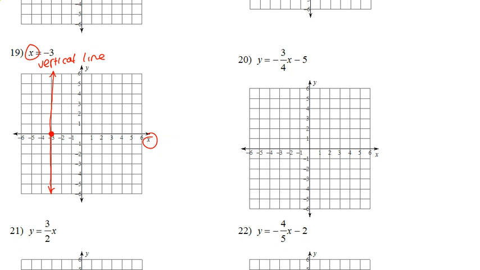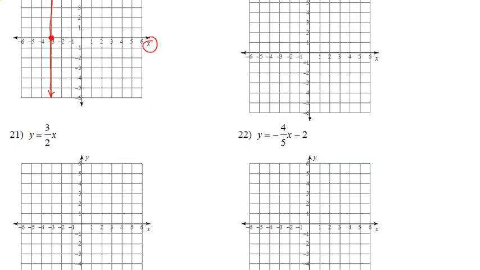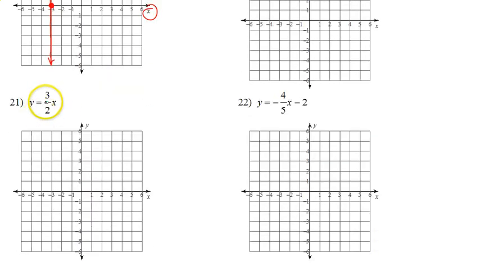So those are kind of some special cases that I wanted to cover. And number 21 also has a special case. Right here, 3/2 is attached to x. That means that 3/2 is going to be my slope. I'm going to label that with an m.